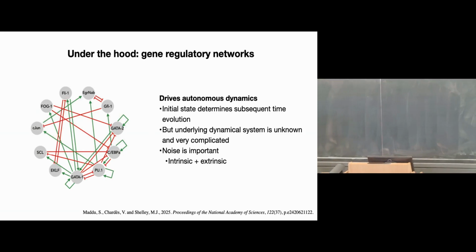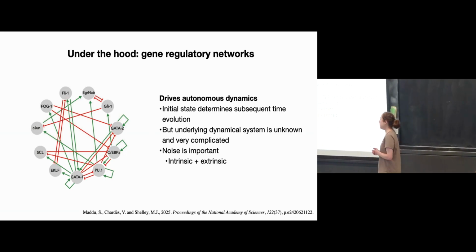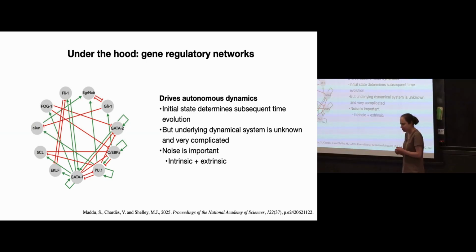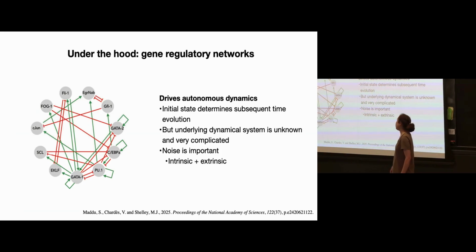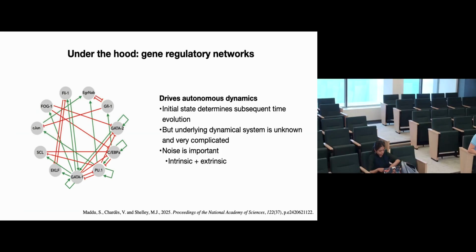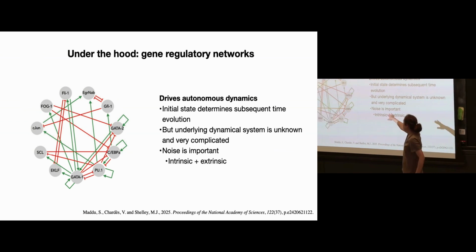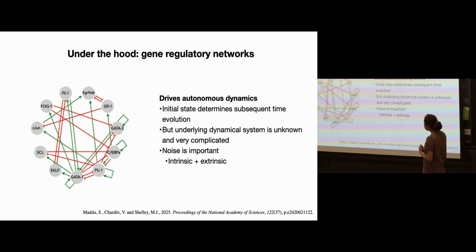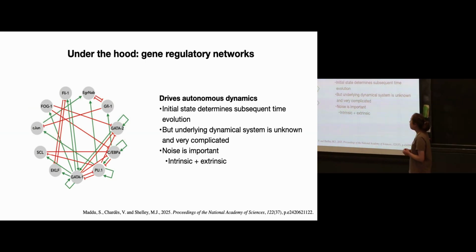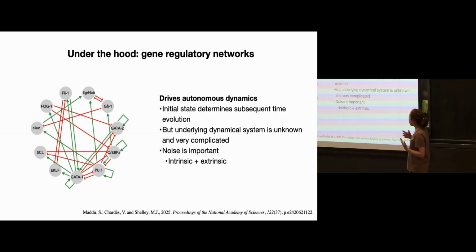So under the hood, what is happening to determine how the cell differentiates? A simplified picture of what's happening is that there are a number of regulators of gene expression, which then drives differences in proteins and so forth, and eventually the function of the cell. Many of these things are regulated by networks of transcription factors. And the idea is that this drives autonomous dynamics within the cell.